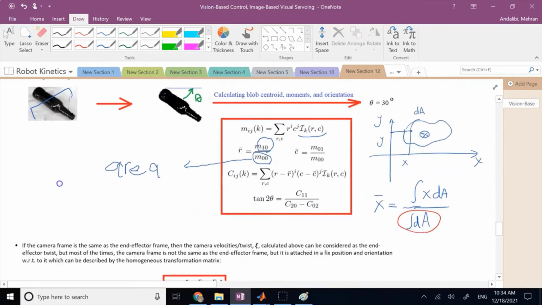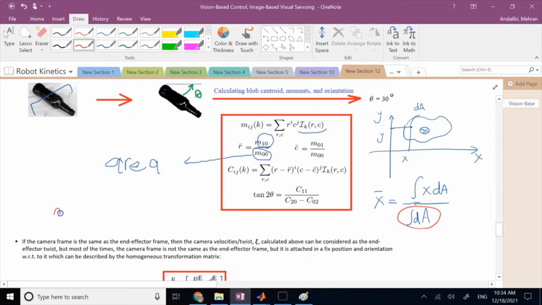And what is M10? If I want to expand M10 for you, it is the summation of R to the 1, but C to the 0. So C is going to be 1, and intensity, if it's 1, that's all it is, right? And remember, you do it only for a small pixel. Your small pixel that you calculate this term for counts as your dA. And what is R in an image, right? So R, if you do it, if this is R, then this is going to be R bar.